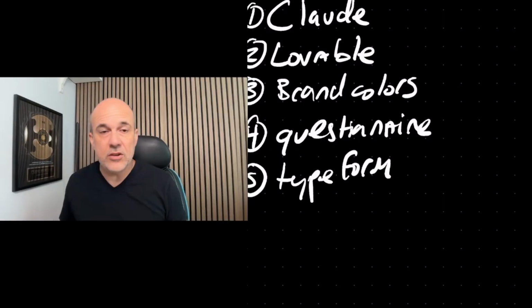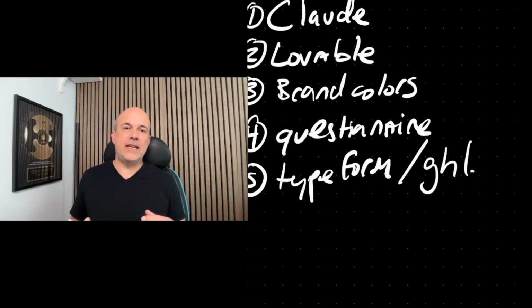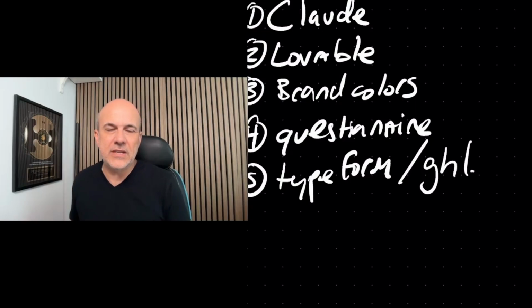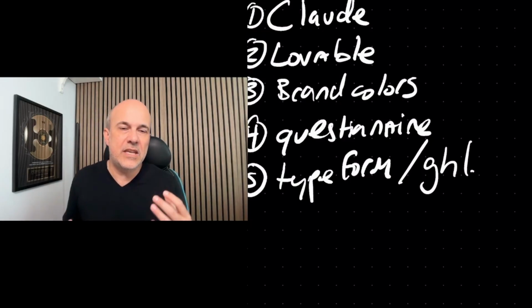Now, the next thing we're going to add to this is Typeform. You can use the free version. If you're more advanced, you should use GHL. GHL is a CRM. It's the one that I'm using now. It just integrates a lot of tools, so it keeps your expenses down.